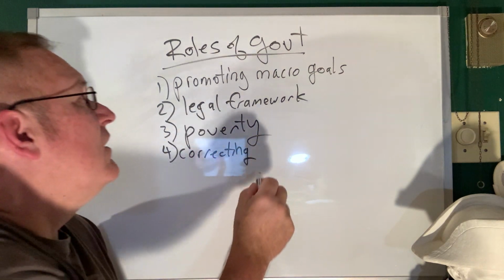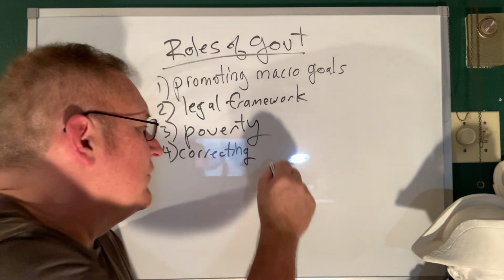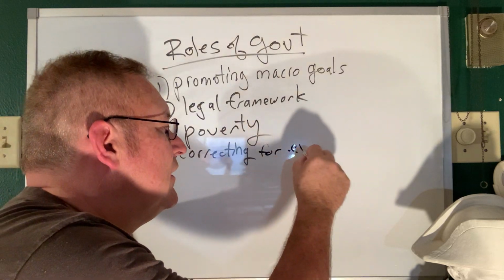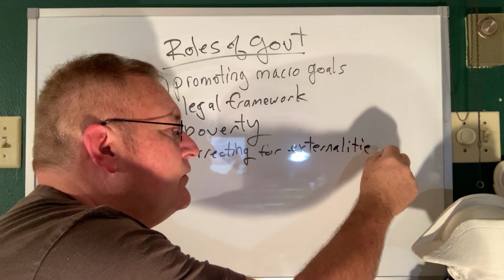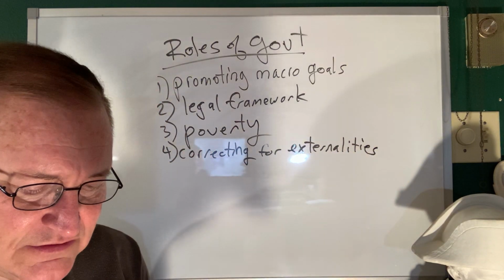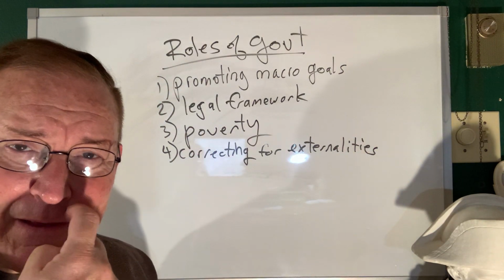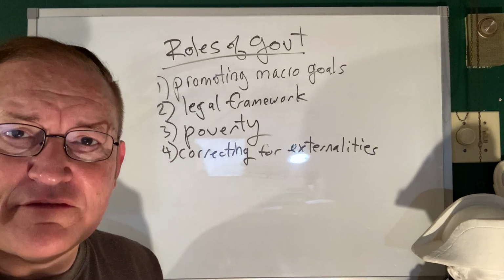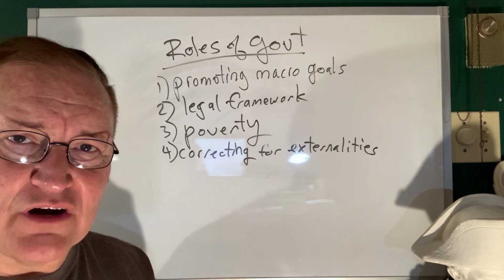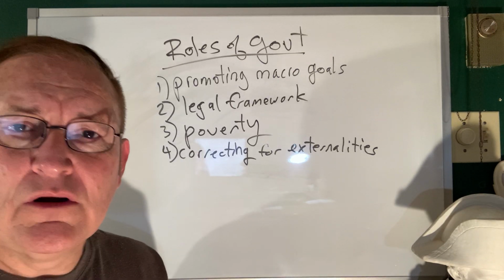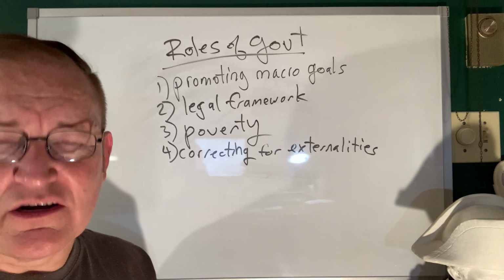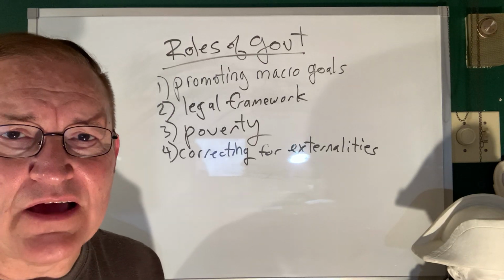A fourth role for the government is correcting for externalities. We just talked about externalities in this past series of videos, both positive externalities and negative externalities, right? So one of the roles of governments is to correct for negative externalities, and we talked about how they do it and some of the tools they have.